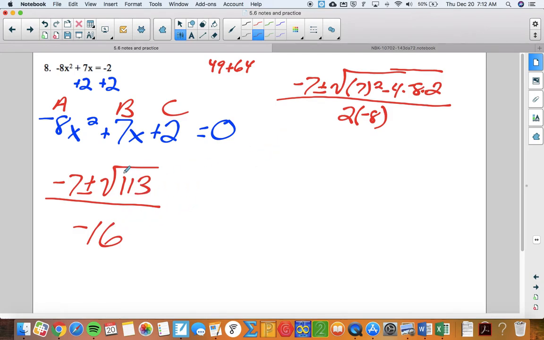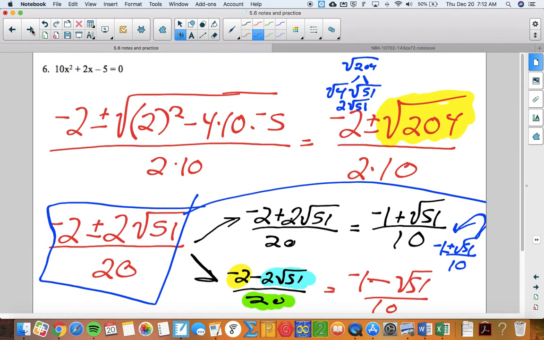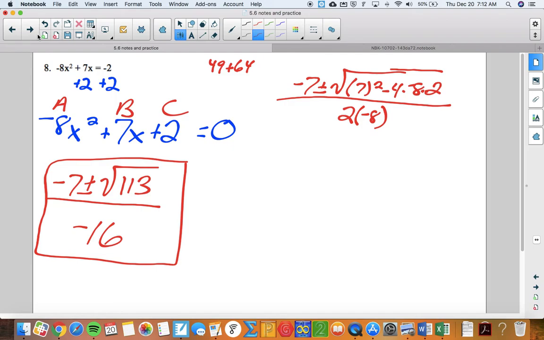Anywho, enough of that. So the next step, once you identify what's underneath the square root, the b squared minus 4ac, you would try to simplify that radical, and you can't. So this is your final answer. Boom. I feel like I skipped number 7. Let's look at what that is real quick.